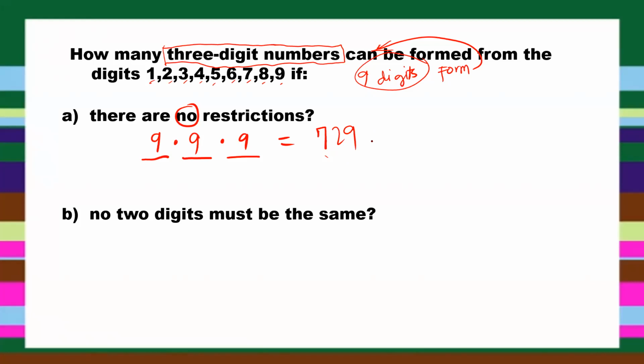So there are 729 ways for you to arrange or to form, there are 729 three-digit numbers that can be formed if there are no restrictions. Meaning, we have the same arrangement. Same numbers. We can use the same numbers.